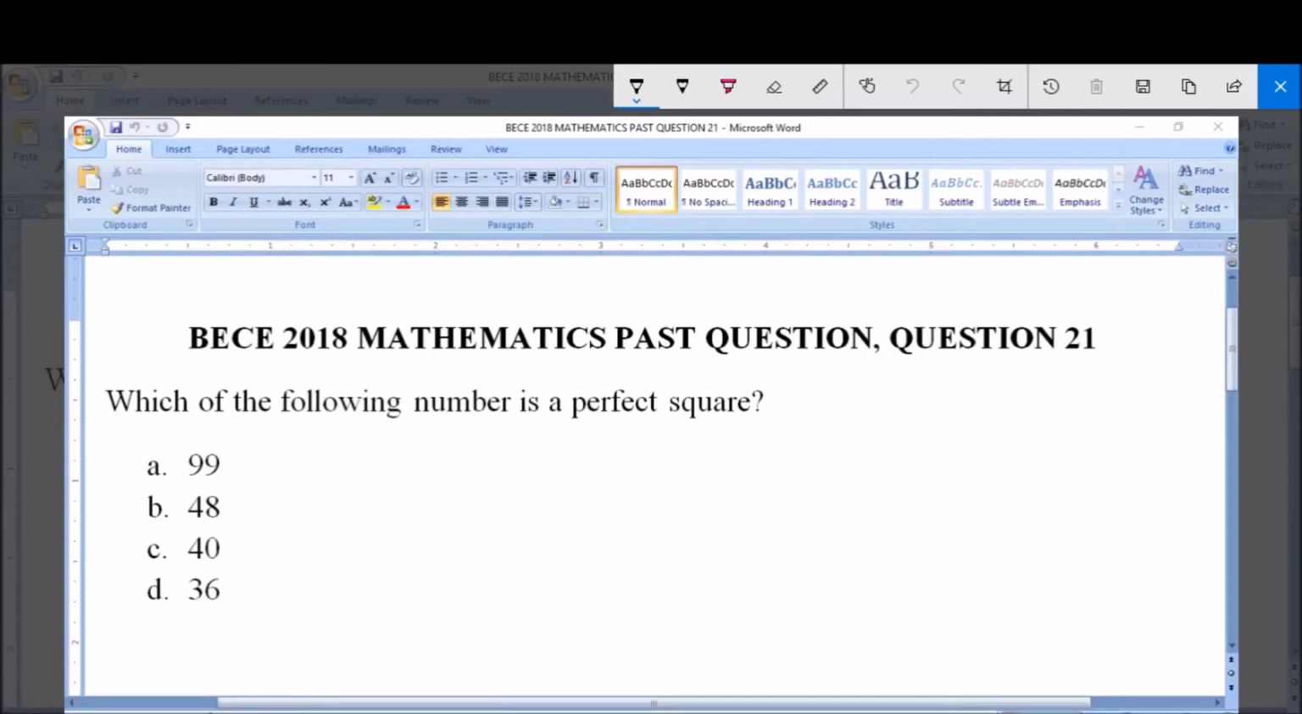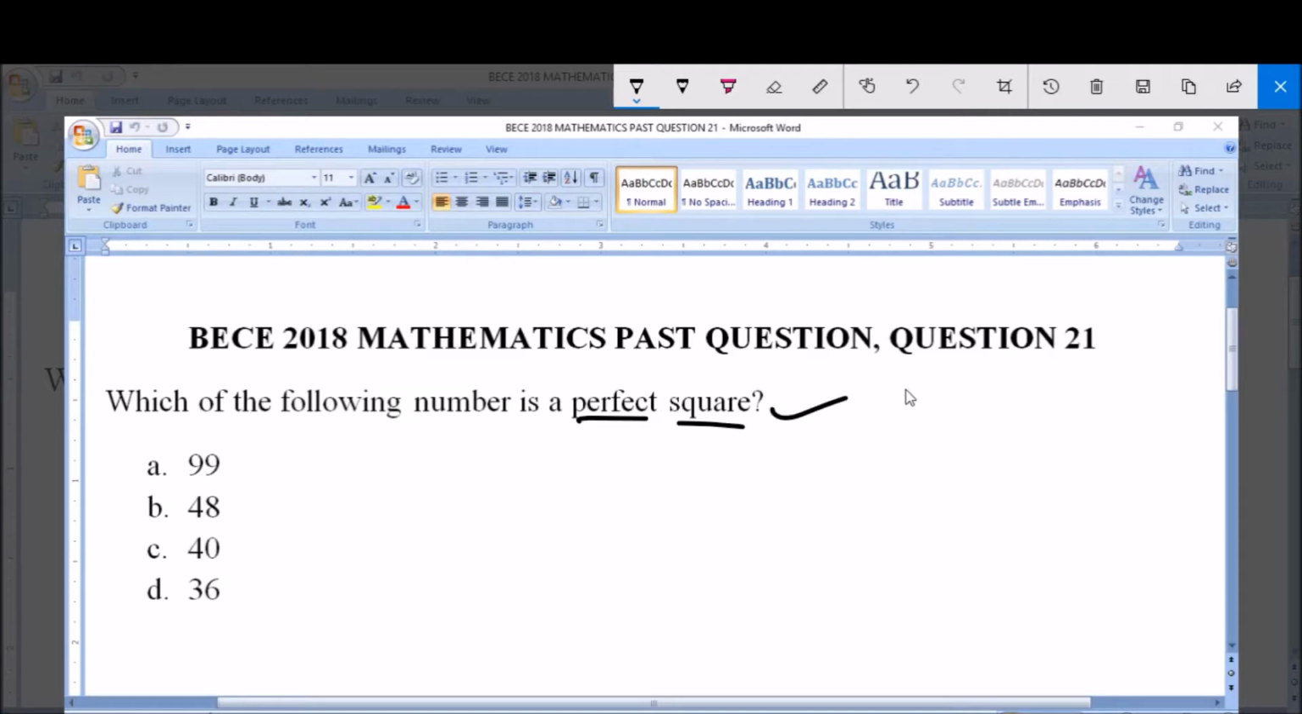Today we're going to be dealing with BECE 2018 Mathematics Past Question, question 21. Which of the following numbers is a perfect square? A. 99, B. 48, C. 40 and D. 36. We are asked to select an option which is a perfect square.